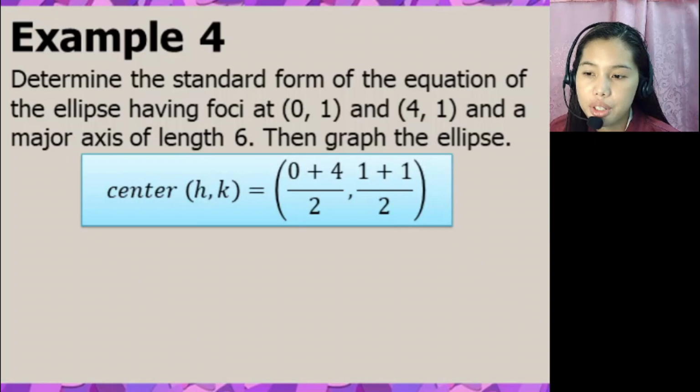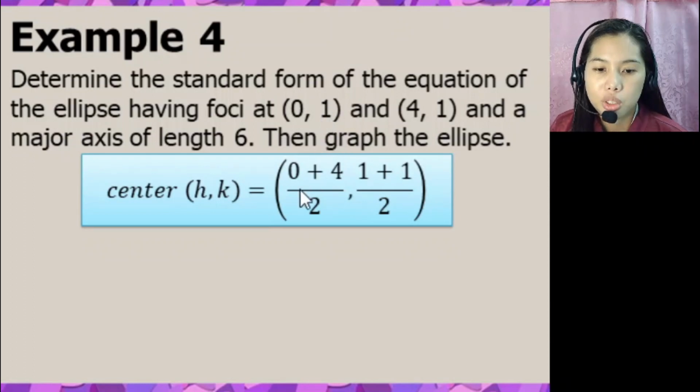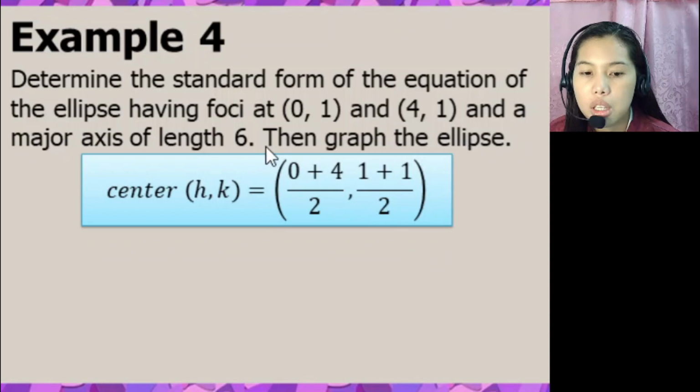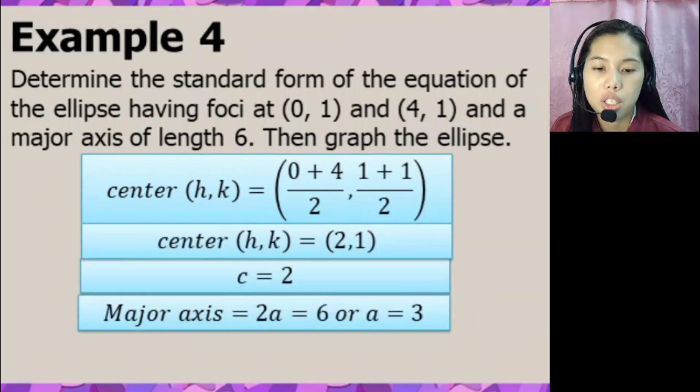So our center is between the two foci, right? Therefore, we're going to use the midpoint formula. So 0 plus 4 over 2 and 1 plus 1 over 2. So 0 plus 4 is 4 over 2 is 2, and 1 plus 1 is 2 over 2 is 1. So therefore, our center is at 2, 1.